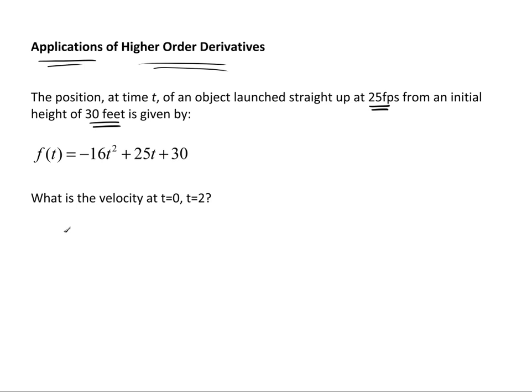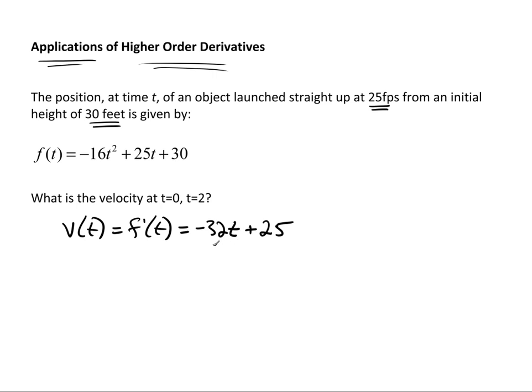So what this is saying is that velocity as a function of t is equal to the first derivative of f of t. In this case, f of t is a position function. If I take the 2 down, I'm going to use the power rule here, this would be negative 32 t to the 2 minus 1, that's t to the first, plus 25t to the 0, which is this 25. So this is my velocity.